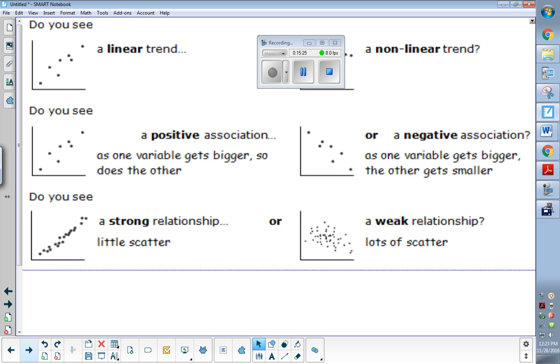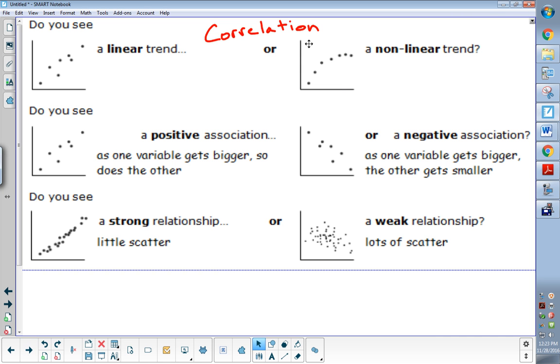We're almost done. Last thing we're going to talk about is correlation. When we use the word correlation, it means how well do the dots relate to each other. So if we look at this one, this first one is called a linear trend. When you think of the word linear, hopefully you're thinking the word line, because with these dots right here, I pretty easily could draw a line there.